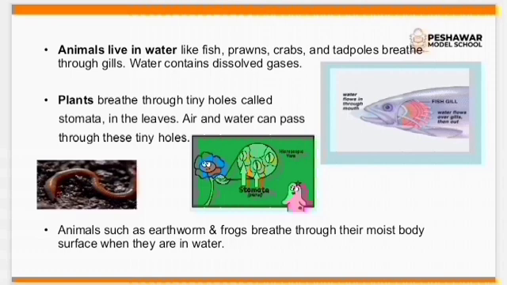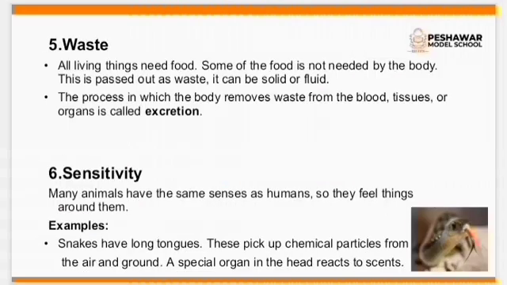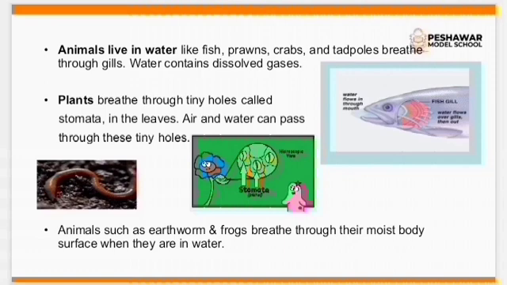Talking about plants, plants breathe through tiny holes called stomata in the leaves. Air and water can pass through these tiny holes. Animals such as earthworm and frogs breathe through their moist body surface when they are in water. Okay, taking example of earthworm and frog, they breathe through their moist body surface when they are in water.